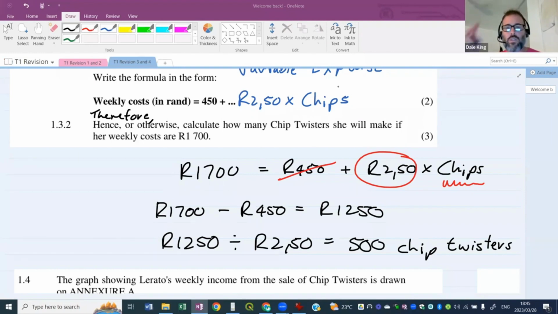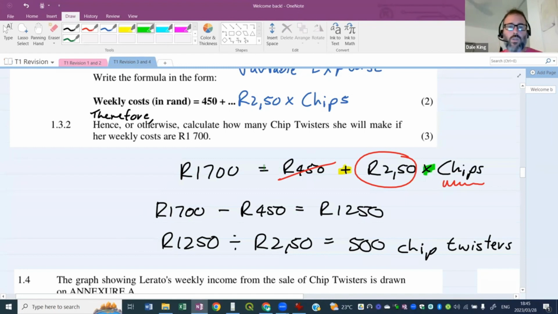So you guys did two steps. Number one, you got rid of the 450 first, which is very important. We have to subtract it. Why did we subtract? Because if we look at the equation, it was plus. And then you guys said, once you've subtracted the 450, then you need to divide by 250. Why is it divide? Because in the formula they gave us, it's times.